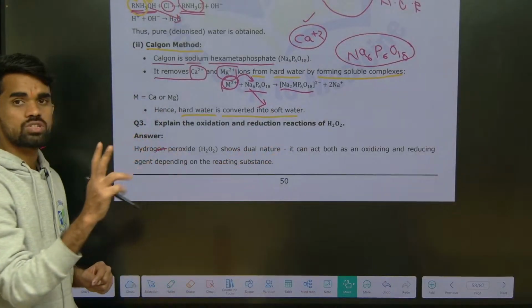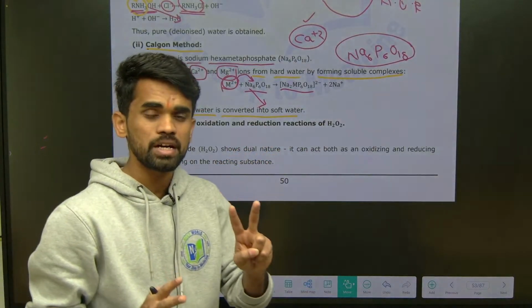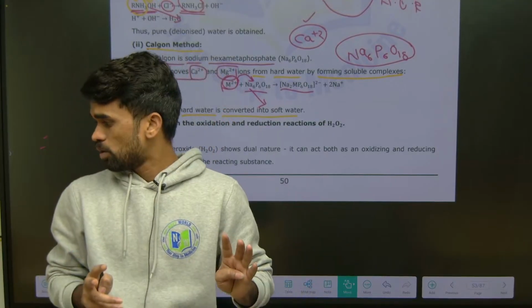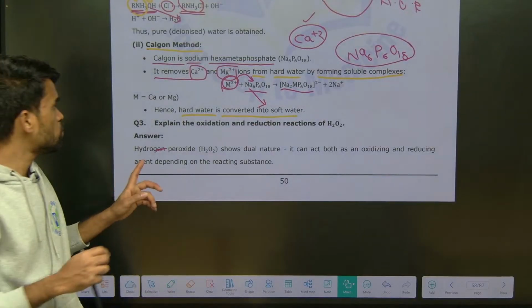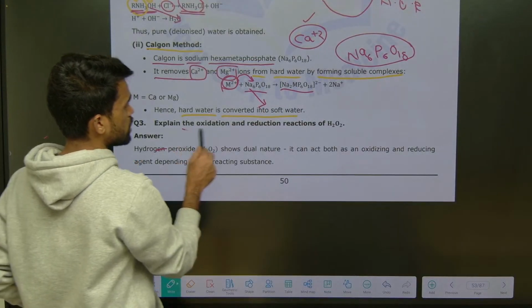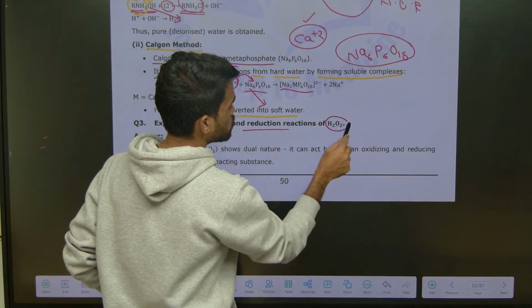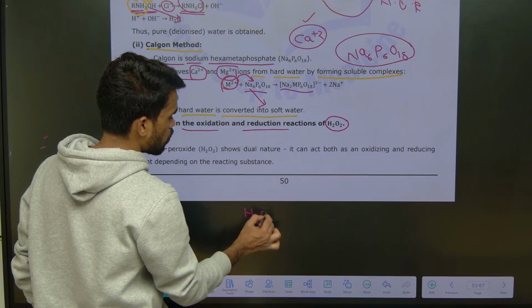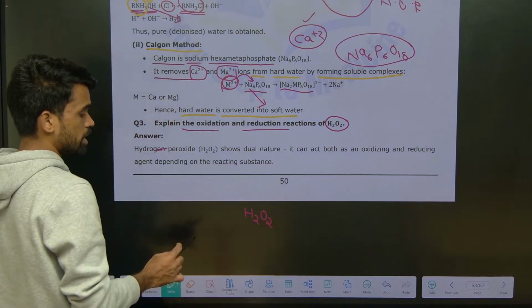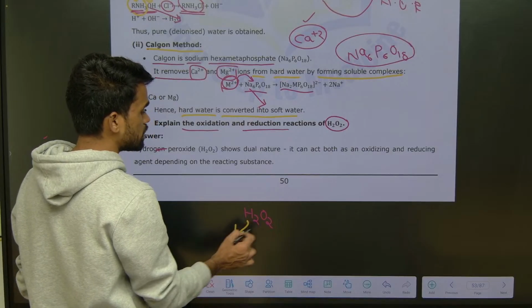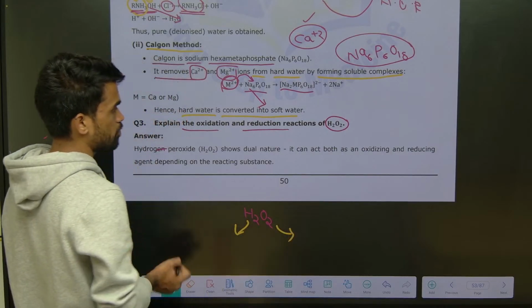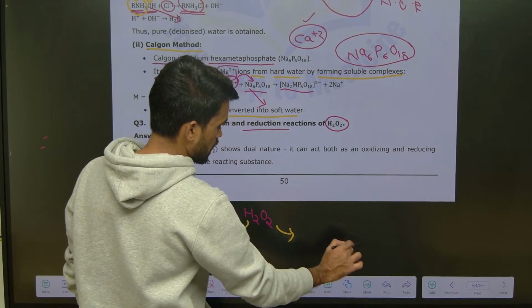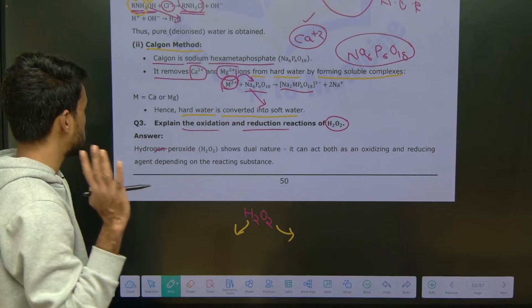So this is the second question we have discussed till now. Two questions are completed for SAQs, the 4 marks questions for your IPE exam. Now we will discuss one more question: explain oxidation and reduction reactions of hydrogen peroxide. What is the formula of hydrogen peroxide? H2O2. Hydrogen peroxide can act as an oxidizing agent as well as a reducing agent. It means it can undergo oxidation and it can undergo reduction. Both possibilities are there. We will discuss them one by one.